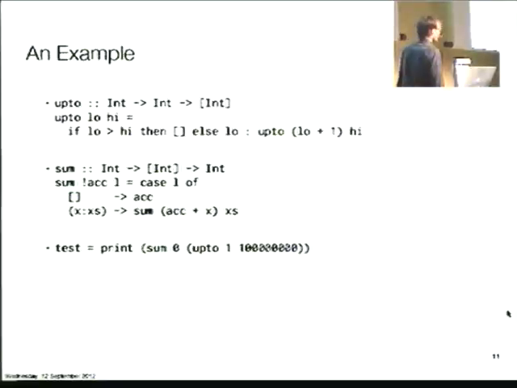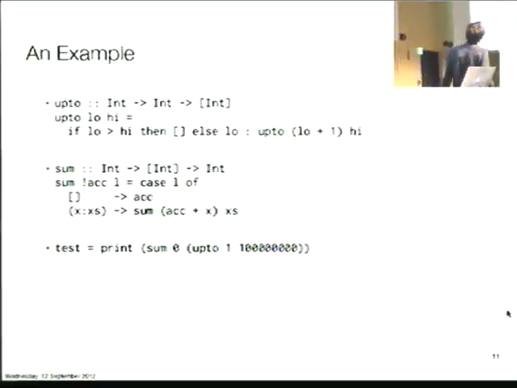So how does it work? We have this simple example that demonstrates the typical style of idiomatic Haskell programs. You have a lazy producer. This one generates the numbers from lower bound to upper bound, but it doesn't generate the whole list. It only returns the next element and then a suspended computation to generate the rest.